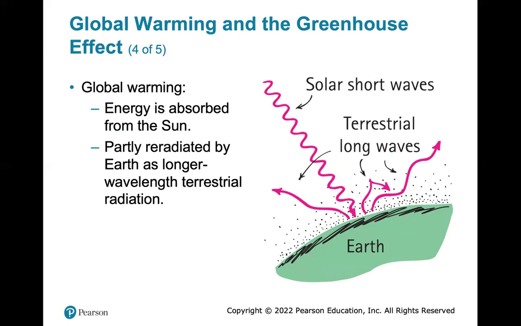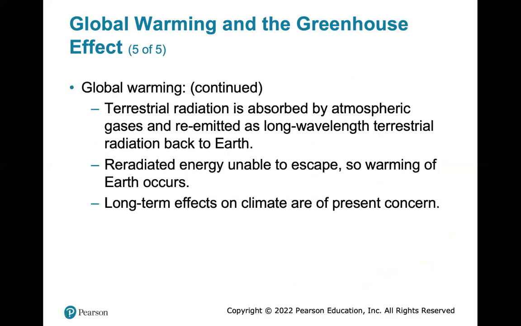Okay, global warming. Energy is absorbed from the sun and partly re-radiated by the Earth as longer wavelength terrestrial radiation. So you have solar short waves coming in, and the terrestrial long waves emanating out. But as you can see here, they're trapped by some of the atmosphere. The terrestrial radiation is absorbed by atmospheric gases and re-emitted as long wavelength terrestrial radiation back to Earth. Re-radiated energy is unable to escape, so the warming of the Earth occurs.